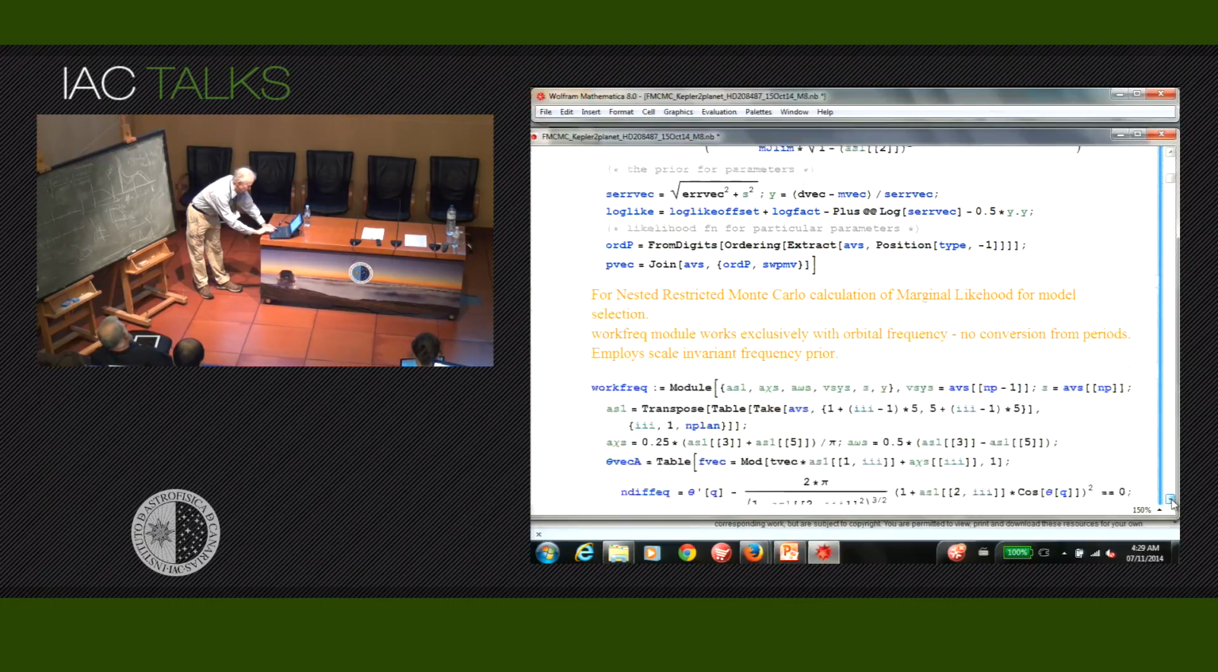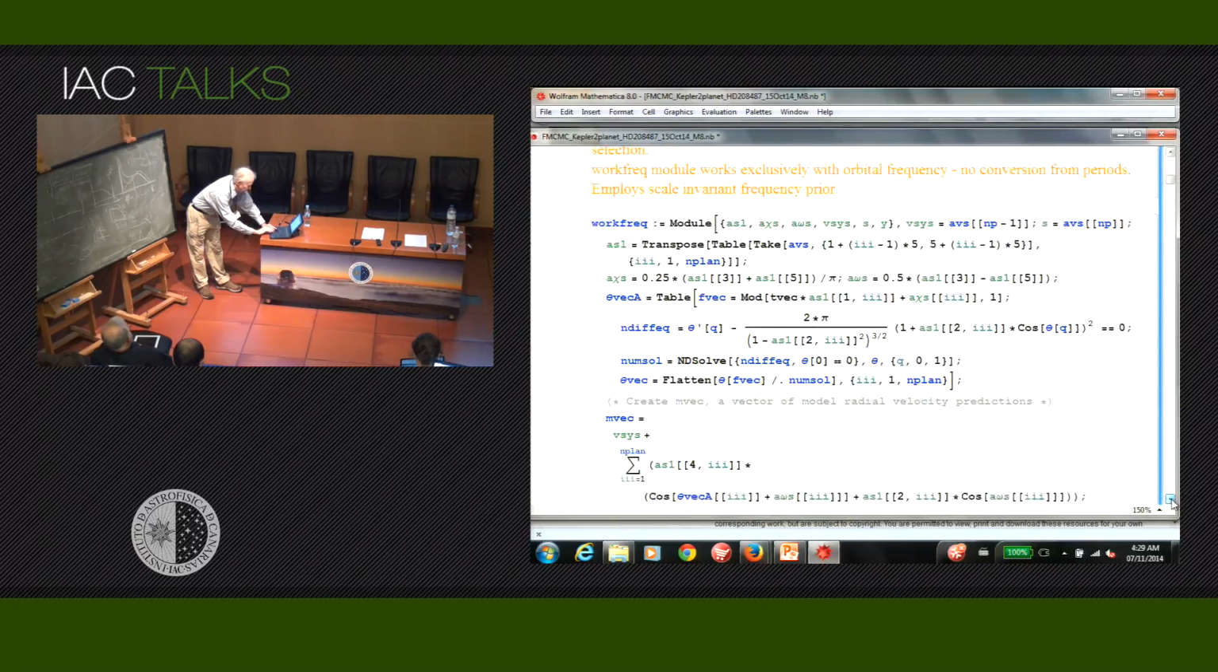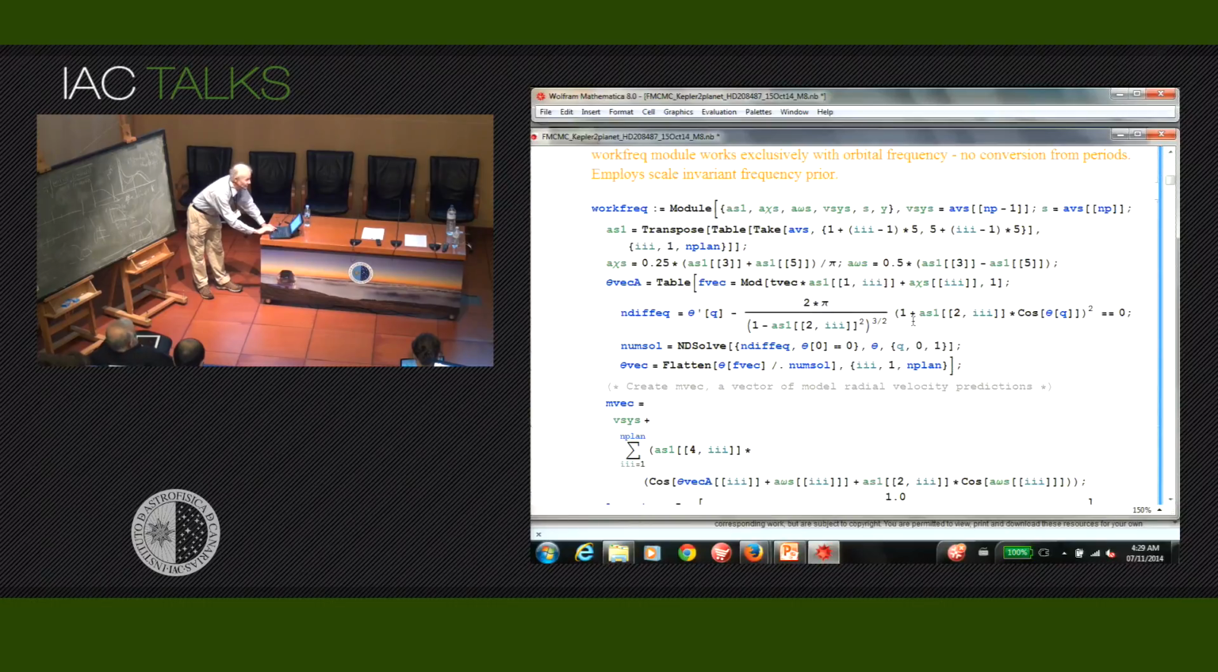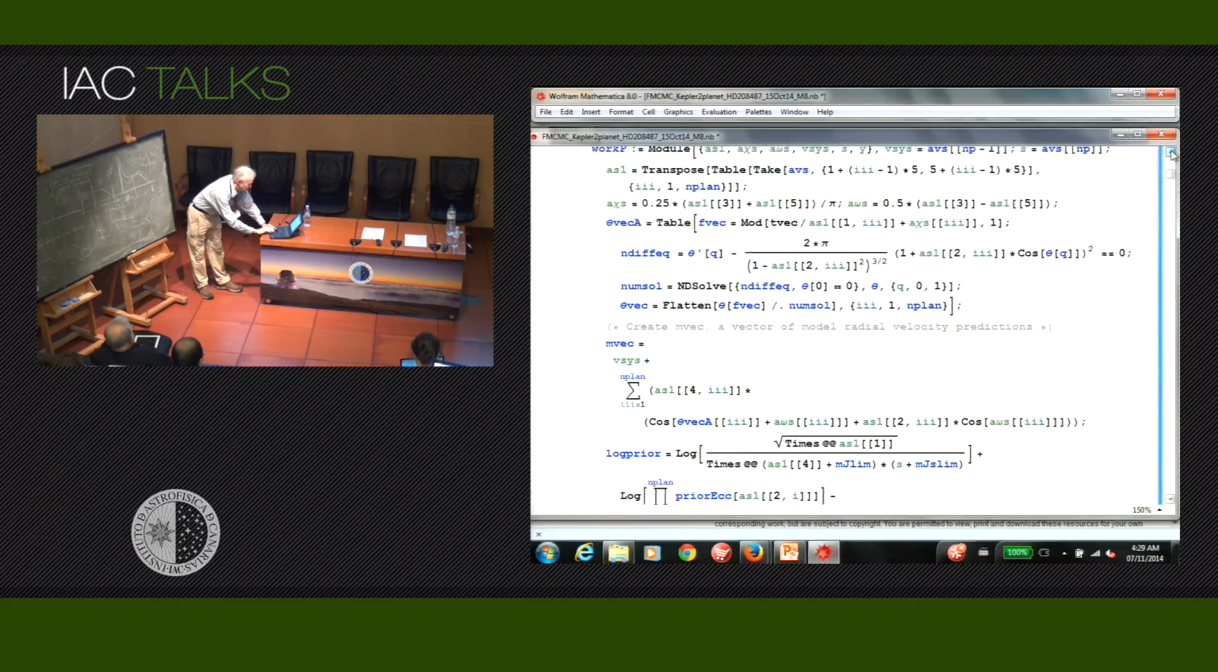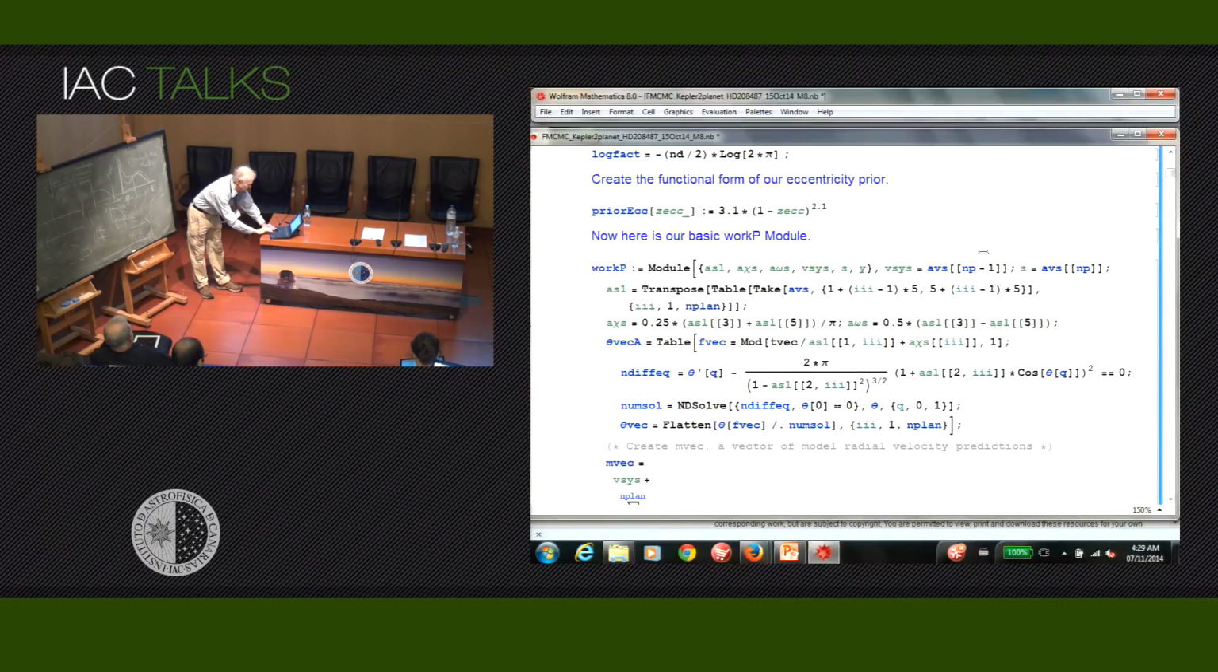There's another likelihood term down here, which is almost identical, except it does everything in frequency. Up here, it's assuming that the frequency parameter comes in as a period, and you have to take 1 over that.